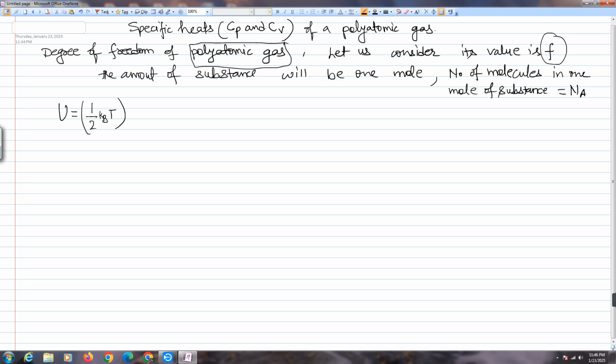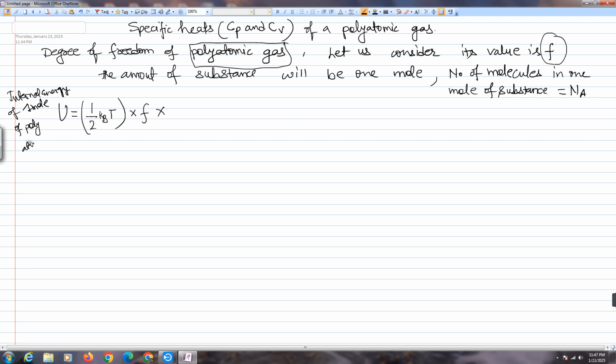Here we don't have any numeric value of degree of freedom, we are taking it F, and the total amount of internal energy, what is this? This is the internal energy of 1 mole of polyatomic gas. So 1 by 2 kBT multiplied by F multiplied by Na. It can be represented like this: U is equal to 1 by 2 kB Na T, which can be written as 1 by 2 RT.